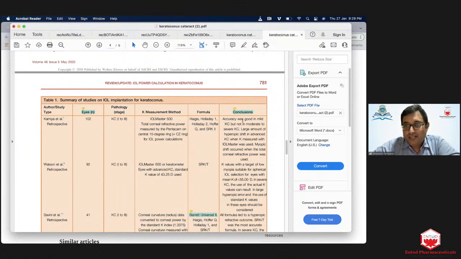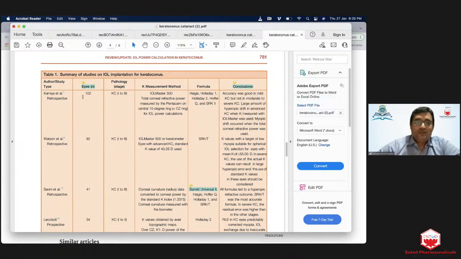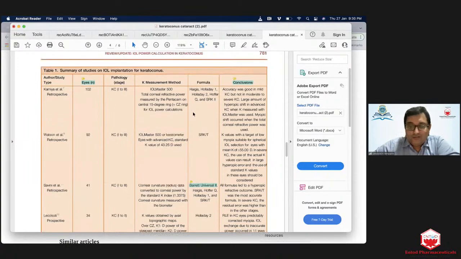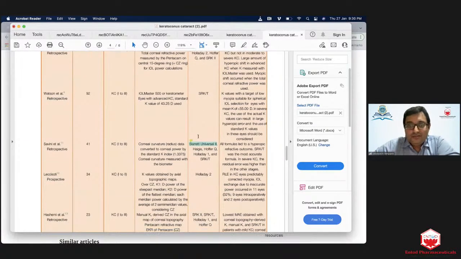And I think most importantly, what is the 95% confidence interval, or let's say the range of refractive error, which was seen in each of these studies, right? So this Kamiya et al. had 102 patients, and the final refraction varied from, say, +4 to -3 or whatever that may be. That is something that had to be provided, but overall it has not been provided except for one study. And there is only one study in this whole thing that has actually used the Barrett Universal formula.